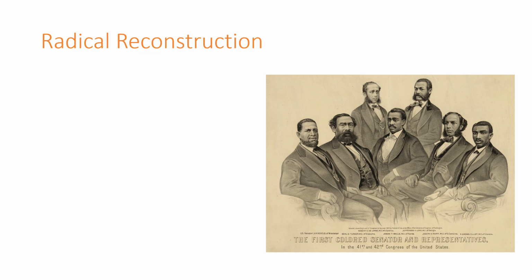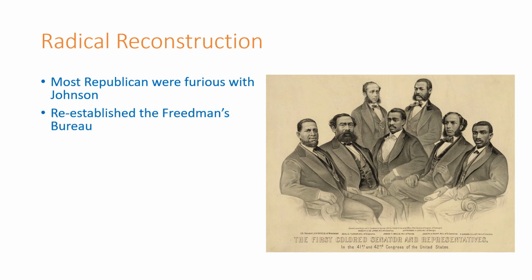Reconstruction then moves on to this next phase, something called radical Reconstruction. Most Republicans are furious with Johnson. Most of them are anti-slavery. Most of them are appalled about the treatment of African American people in the southern states. So they re-establish the Freedmen's Bureau. The Civil Rights Bill is passed in 1866, which puts into law rules protecting African American people's rights.